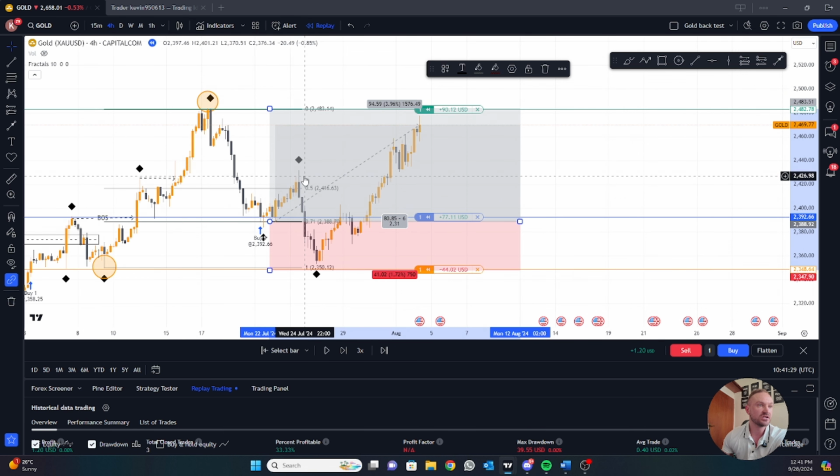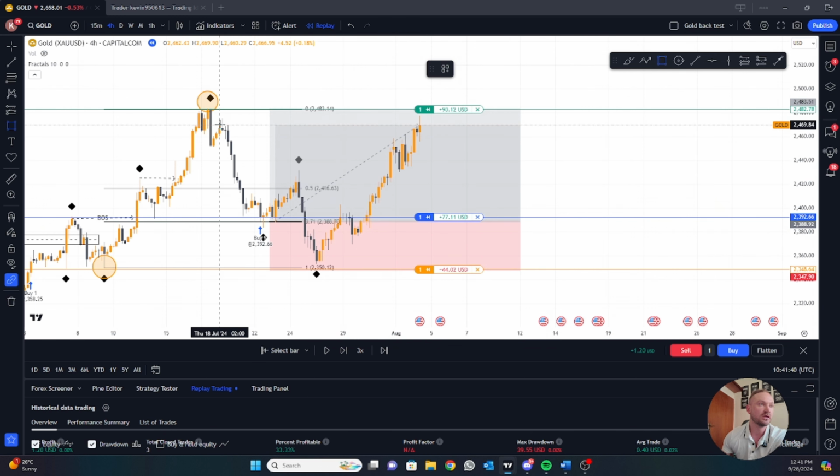So we had a break of structure right here to the upside, which means we have momentum to push to the next high. So we do also have an order block right here, so I would be looking into some resistance at this level. If we do push below this, I will close the trade.